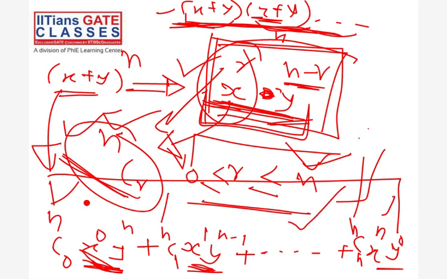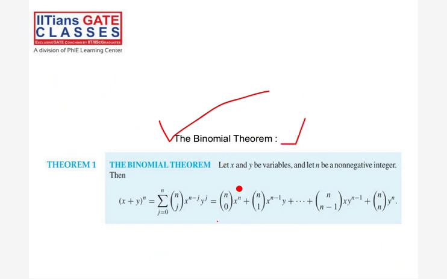we wrote this expression: nC0 x power 0 y power n, and so on. In this other expression, he is writing nC0 x power n, nC1 x power n minus 1. So this is also a correct formula. The only thing he has done is use the formula nCr equal to nC(n minus r), replacing nCr with nC(n minus r). So you can get multiple formulas, but all these expansions are equivalent and correct. So this is our binomial theorem.